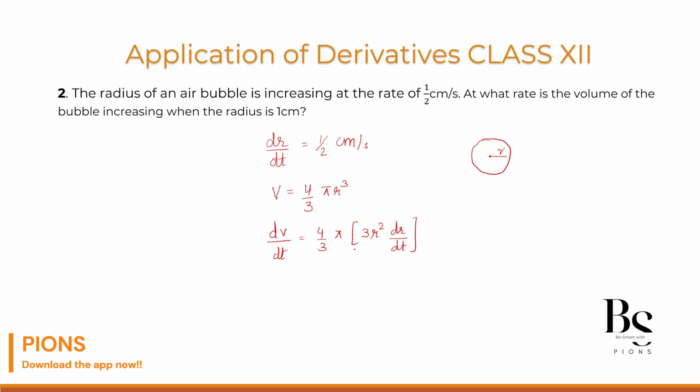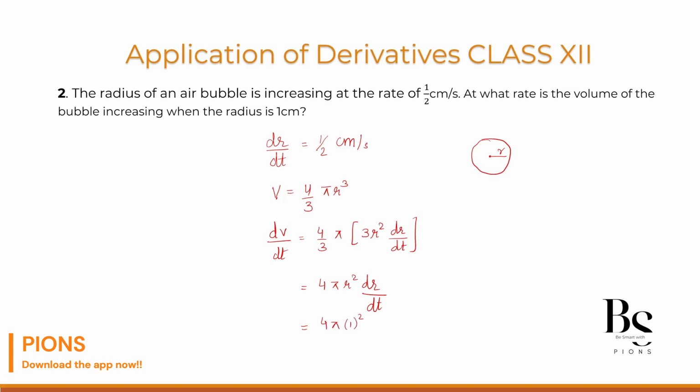Now let's substitute the value. 4 by 3, this 3 and that 3 cancel, so you are left with 4 pi r square dr by dt, correct? Now what is dr by dt as per the question? Half centimeter per second. And what is r? You have to substitute this value of r at the end. Don't substitute it initially. If you put r as 1 centimeter initially, this whole thing will convert into a constant, and the derivative of a constant will always give you 0, which students get confused about. Again, I'm repeating, the given value of r is always substituted at the end.